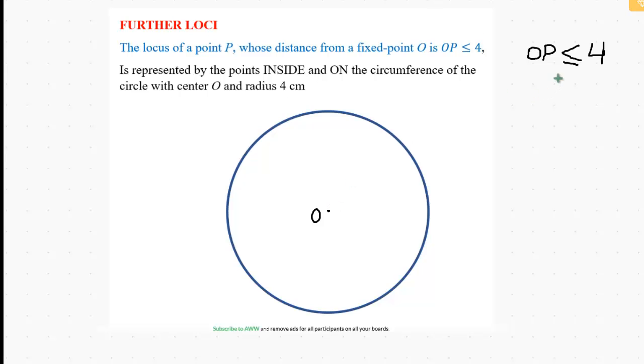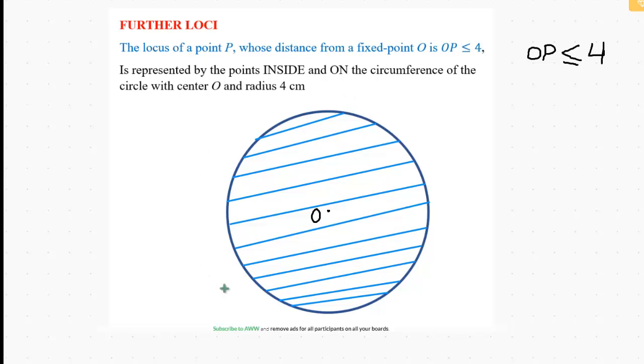So the locus of the point P is the circumference of the circle and the region inside of the circle as well. The locus of this inequality is the border of the circle, that is the circumference of the circle, and the region inside as well. So this is the region which is the circumference of the circle and the region inside of the circle.